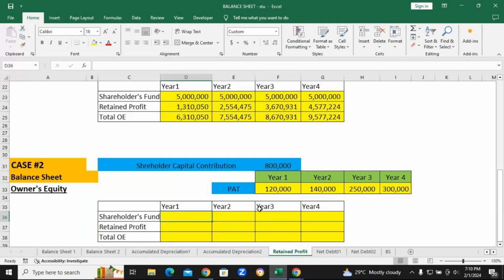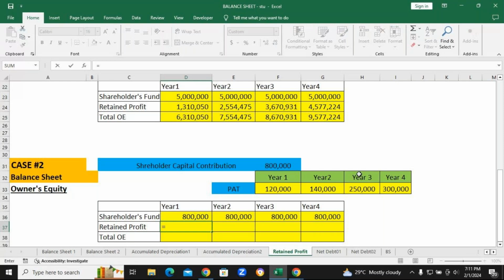Shareholder fund. They are telling in case 2 that the shareholder contribution is rupees 8 lakh, so equals 8 lakh. Every year the shareholder contribution fund is going to remain the same. Drag. So retained profit, they are telling profit after tax is mentioned.